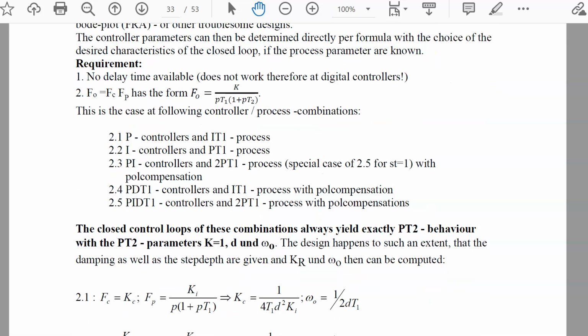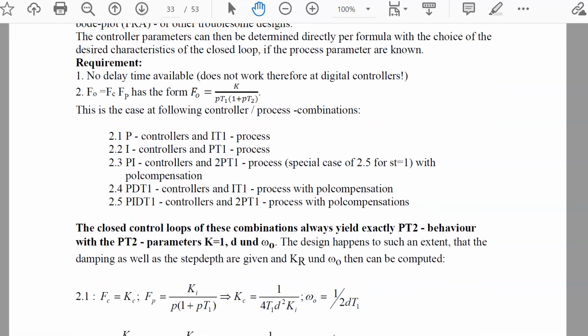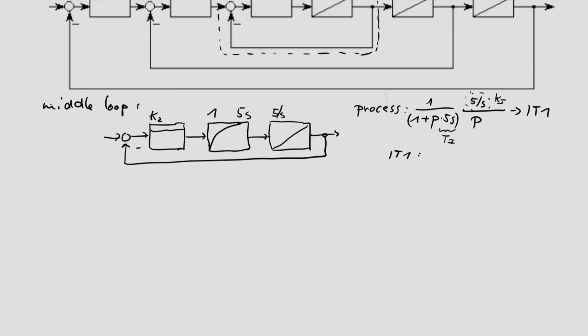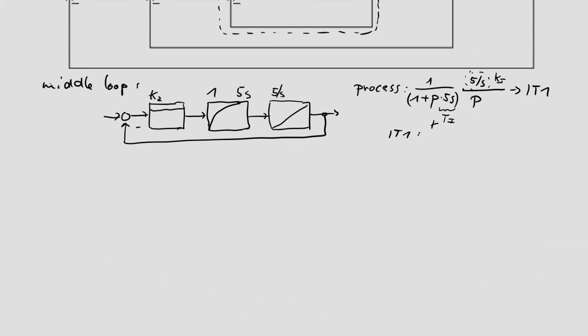The IT1 transfer function is written in the workbook in the following form. We have the P controller, this is our K2, and the process is KI divided by P times 1 plus P TI. T1 here is our TI. So this is exactly our transfer function, and this is the design result. We just have to copy the design result of page 32. I copy it. IT1 is KI divided by P times 1 plus P TI.